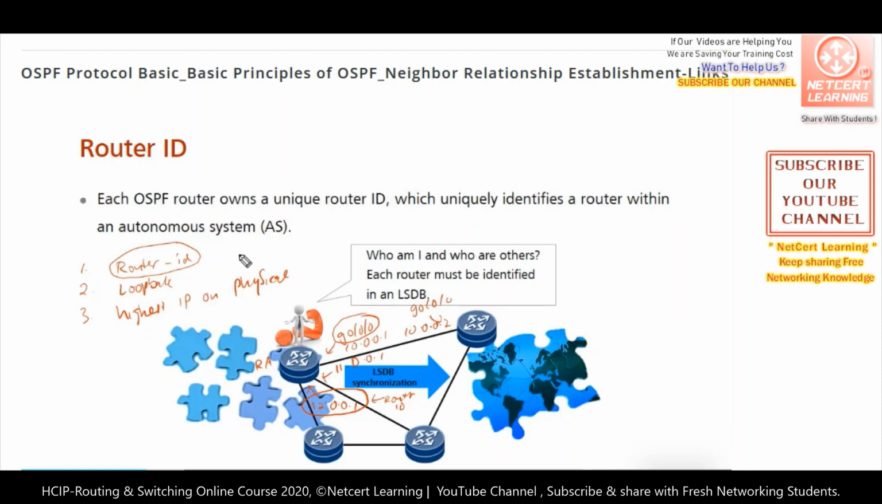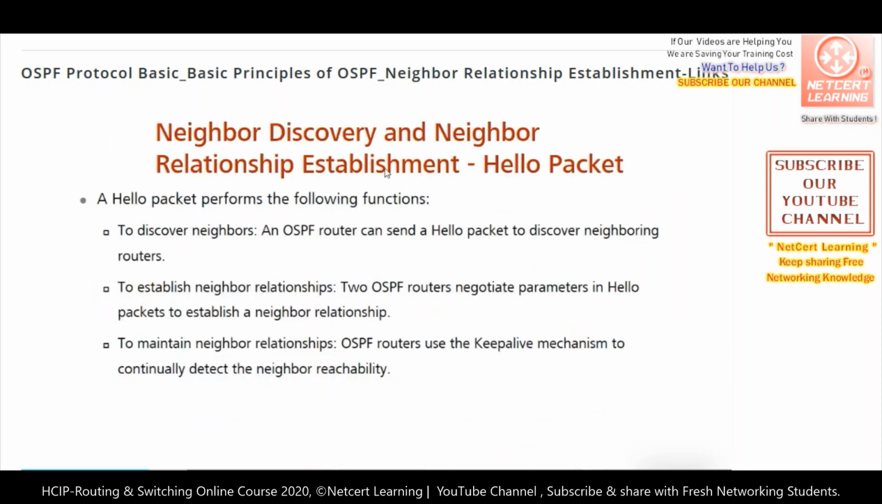So this is the first thing that we do when we configure OSPF. We now look into neighbor discovery and neighbor relationship establishment using the Hello Packet. First, a Hello Packet performs the following functions. The first function of the OSPF Hello Packet is to discover a neighbor. An OSPF router can send a Hello Packet to discover neighbors on the link.